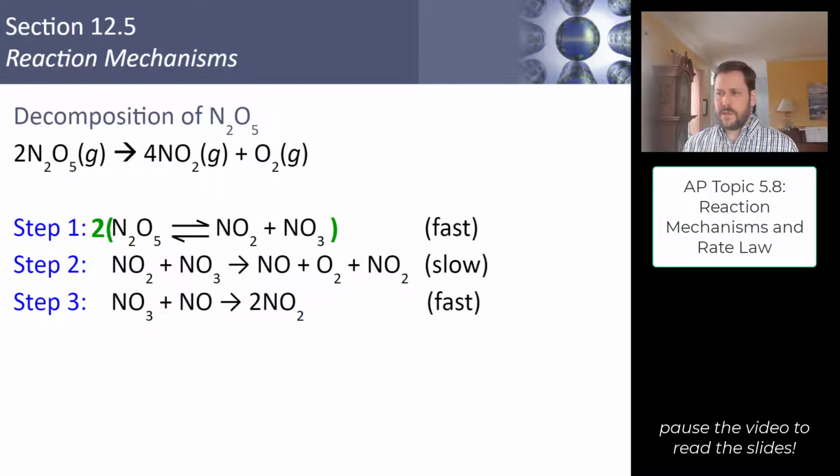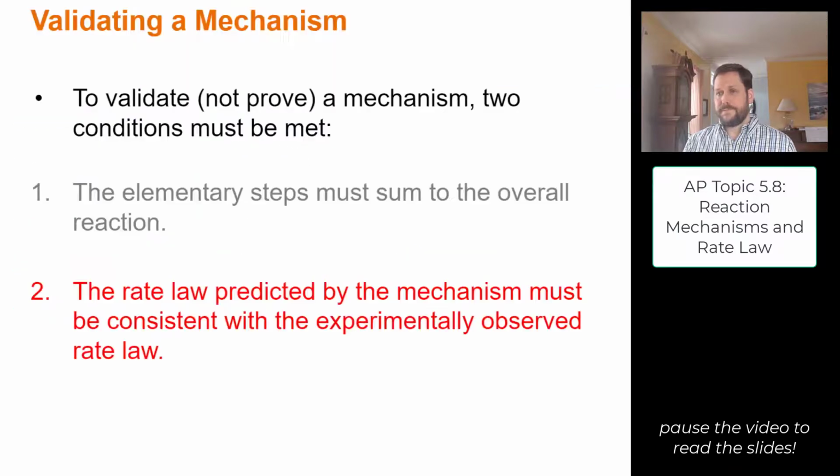The intermediates, which we talked about before, include NO3. Notice NO3 is not appearing in the overall reaction, and as a matter of fact, neither is NO. And NO is another intermediate we can cancel out. So with that number 2 applied as a coefficient to everything in the first step, then we'll see that in fact all of those reactants add up to the 2 N2O5 molecules in the overall reaction, and all the products also add up to give the total number of molecules in the products of the overall reaction. So that criterion is met. We want to make sure all the elementary steps add up to give the overall reaction.